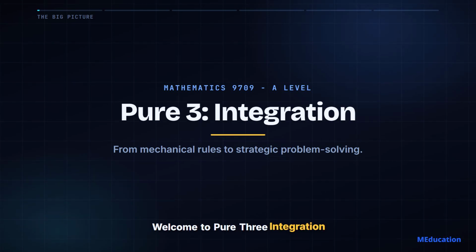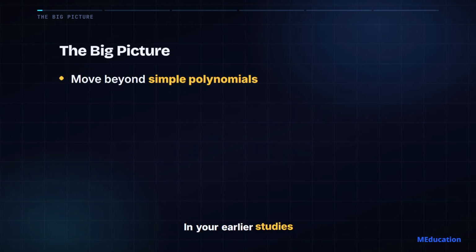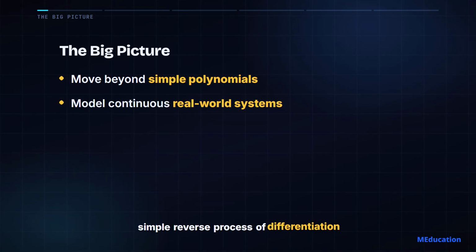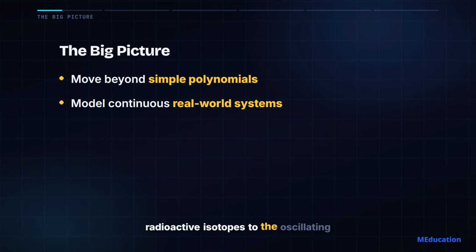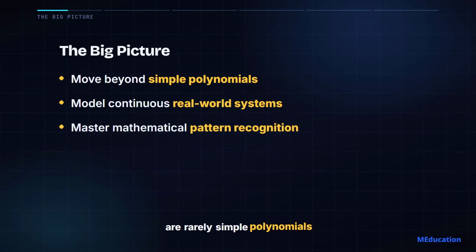Welcome to Pure 3 integration. In your earlier studies, integration was introduced as the simple reverse process of differentiation. You added 1 to the power and divided. But the mathematical models that describe the real world, from the continuous decay of radioactive isotopes to the oscillating currents in electrical circuits, are rarely simple polynomials.